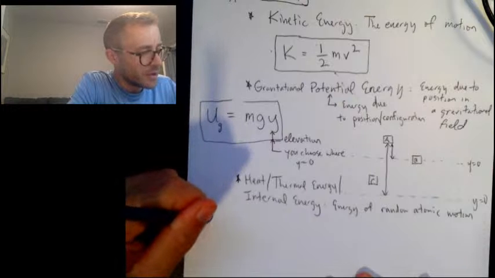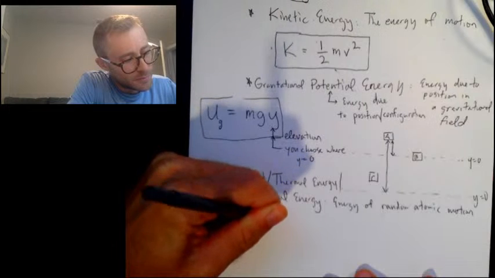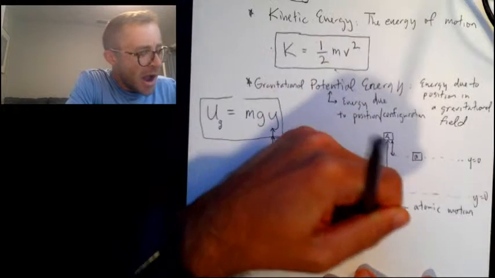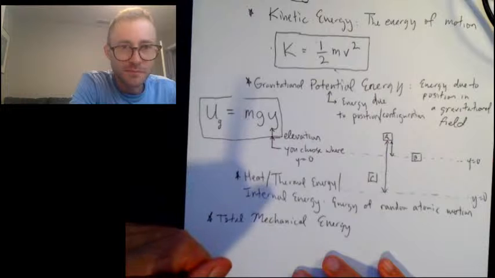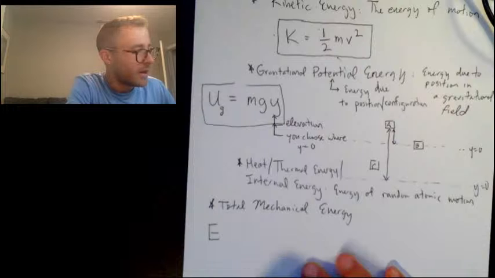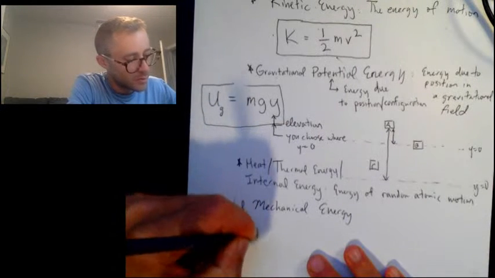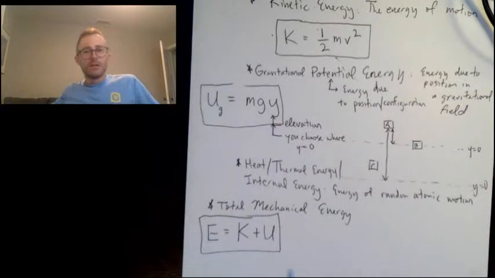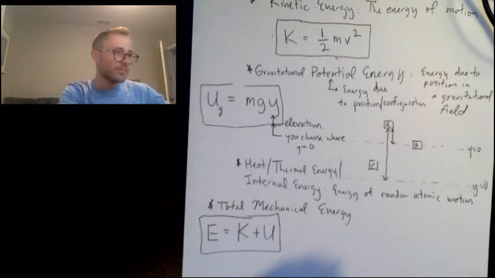There is something called the total mechanical energy, which is denoted by capital E. And it's equal to the kinetic energy an object has plus the potential energy it has. Okay? So you add the two up and you get the total mechanical energy.